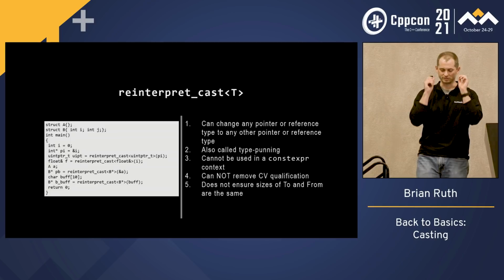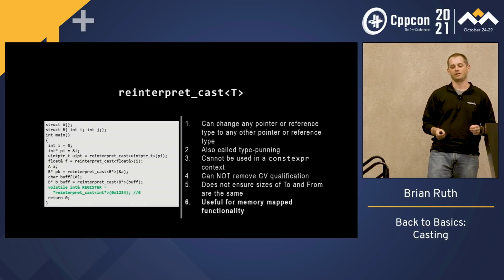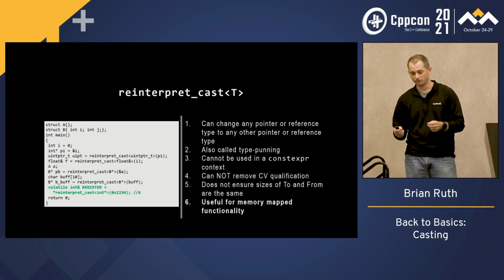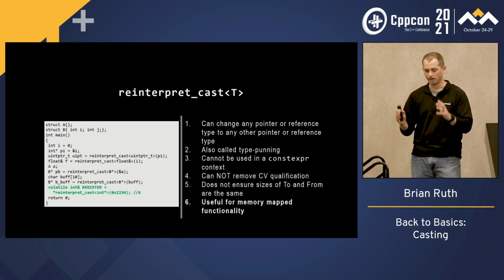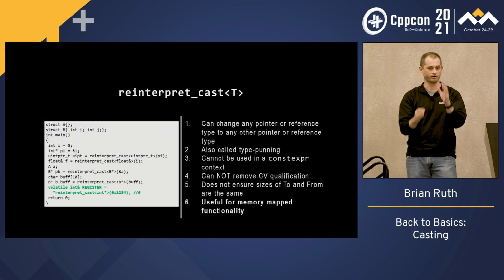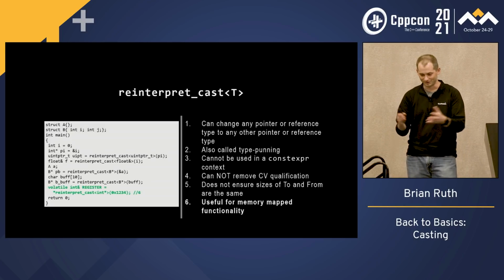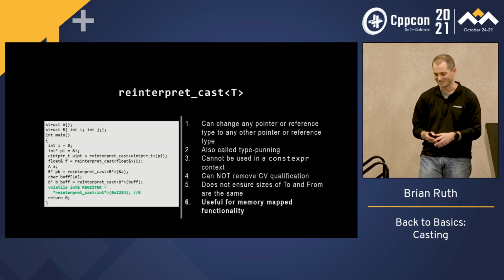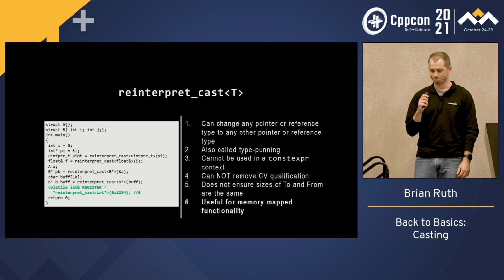But one place where this is super useful is for memory mapped functionality, especially in embedded systems. So here, if there's some LED or something that you need to write to at a certain address in order to turn it on and off, this is the way to do it. And unfortunately, you can't do that in a constexpr context, so this is always going to be a reinterpret cast.